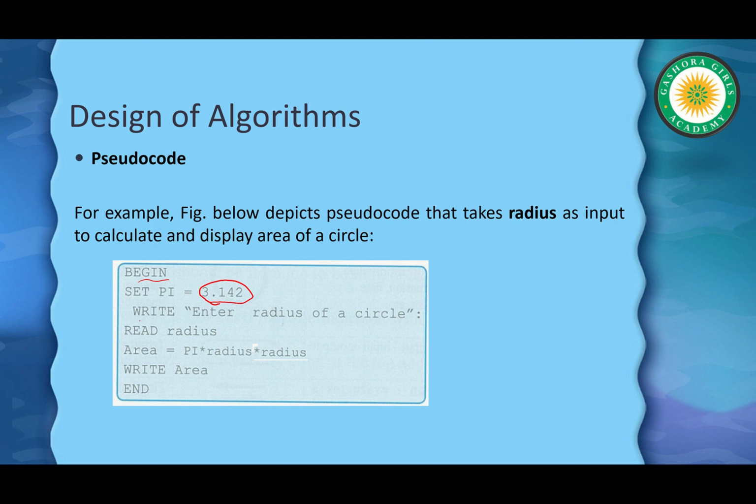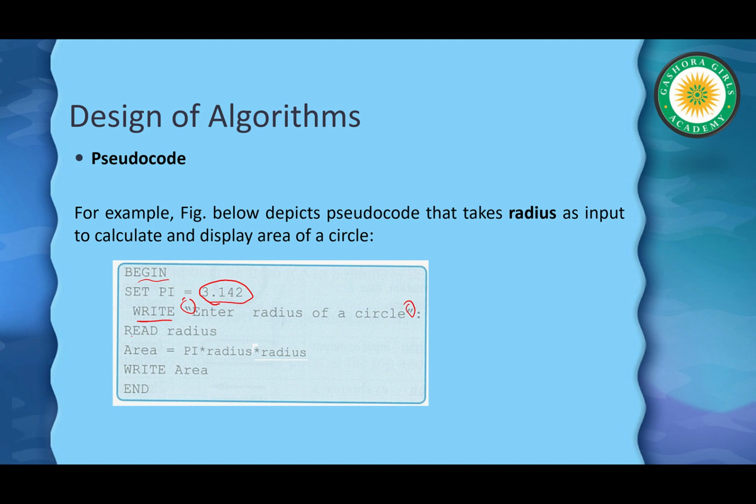What does that mean? Write means display or output, and the message here means enter radius of a circle. As you can see, this message or text is within the quotation marks. So the text within the quotation marks is going to be displayed the same way it is written. Which means this line tells the user what to do. It tells the user to enter the radius of the circle.